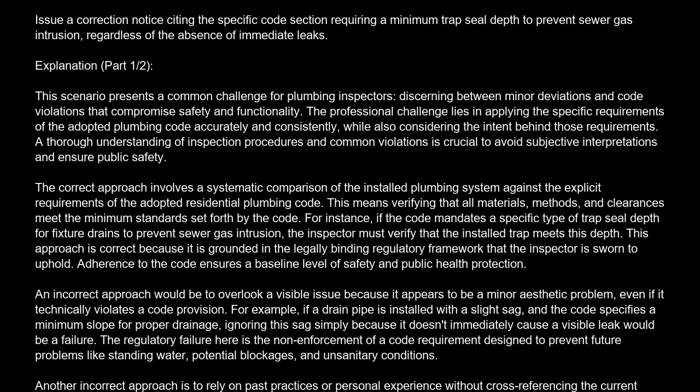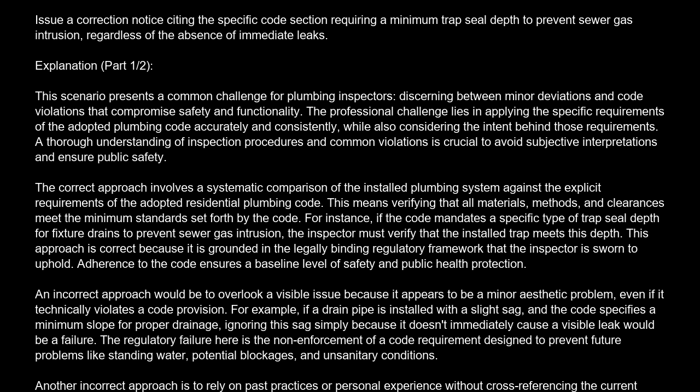Explanation. This scenario presents a common challenge for plumbing inspectors, discerning between minor deviations and code violations that compromise safety and functionality. The professional challenge lies in applying the specific requirements of the adopted plumbing code accurately and consistently, while also considering the intent behind those requirements. A thorough understanding of inspection procedures and common violations is crucial to avoid subjective interpretations and ensure public safety.